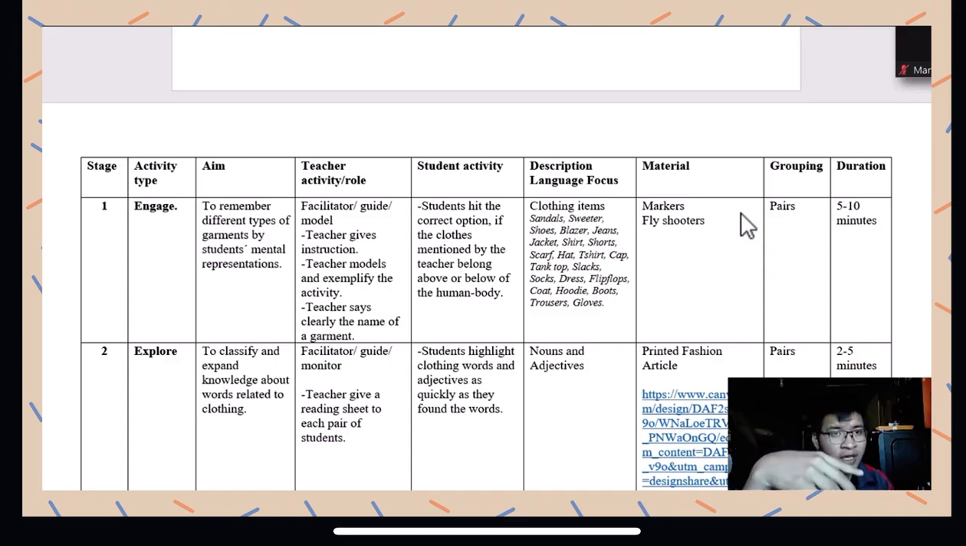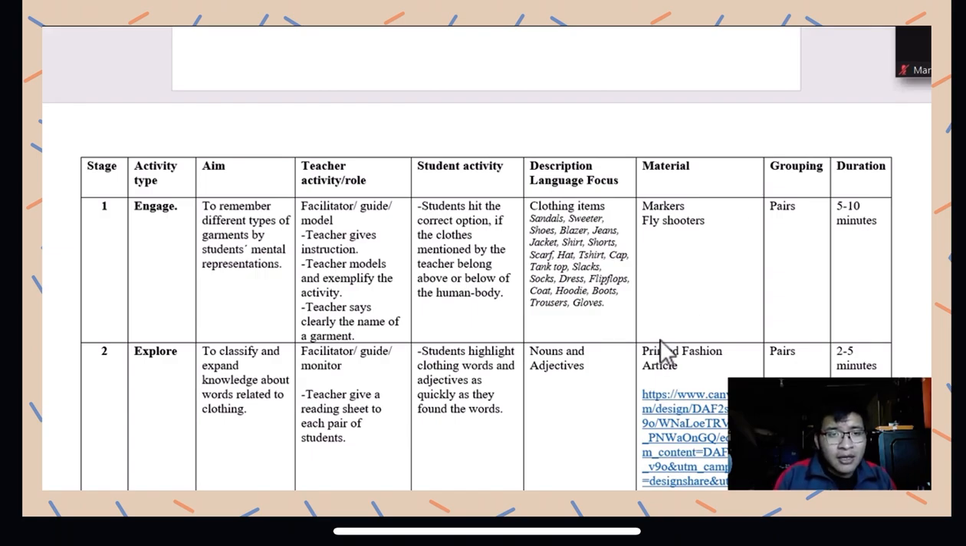We, the teachers, are going to write a piece of clothing on the board, and the students will have to hit the correct option if the piece of clothing we wrote is in the upper part of the body or in the lower part. Practically, the separation between these two parts is the hips, of course. So this is what we are planning to do. The time that we will probably take for this activity is 5 to 10 minutes.